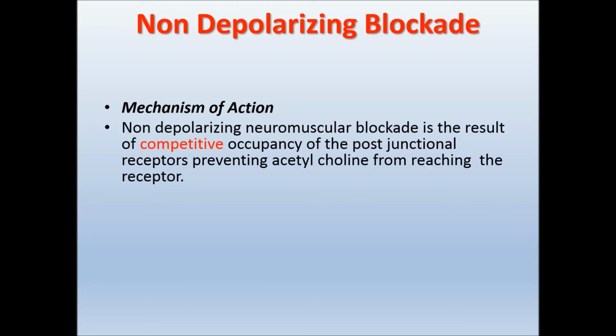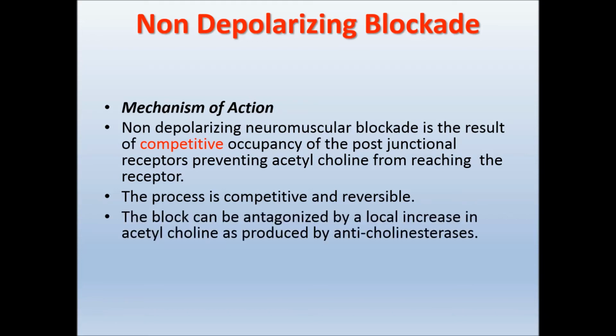Non-depolarizing blockade. Mechanism of action. As we have discussed before, non-depolarizing neuromuscular blockade is the result of competitive occupancy of the post-junctional receptor, preventing acetylcholine from reaching the receptor. This process is competitive and reversible. The block can be antagonized by a local increase in acetylcholine as produced by anti-cholinesterase.